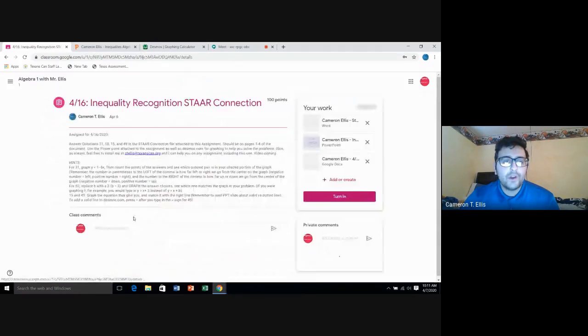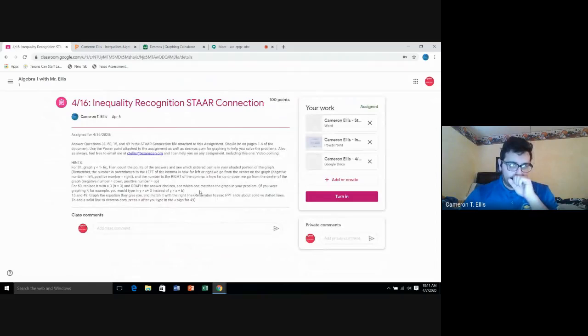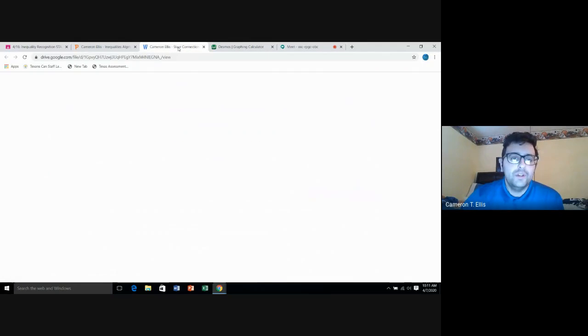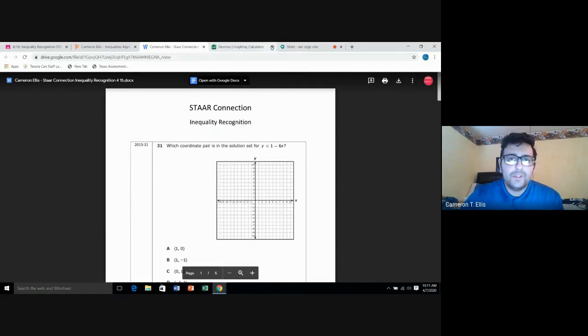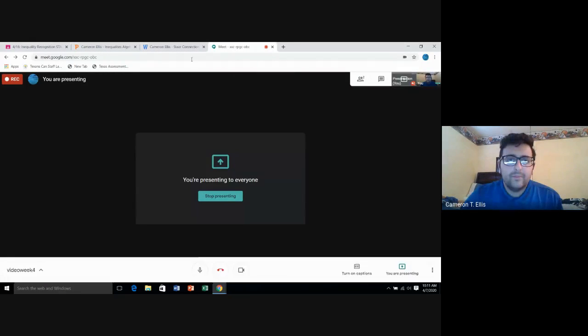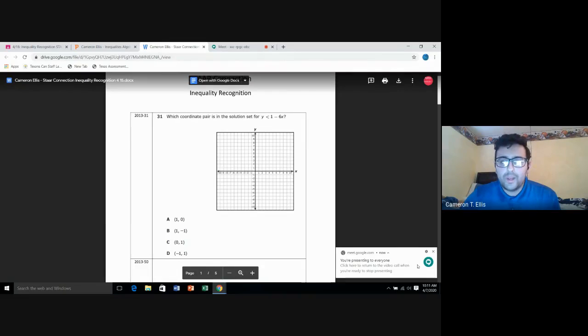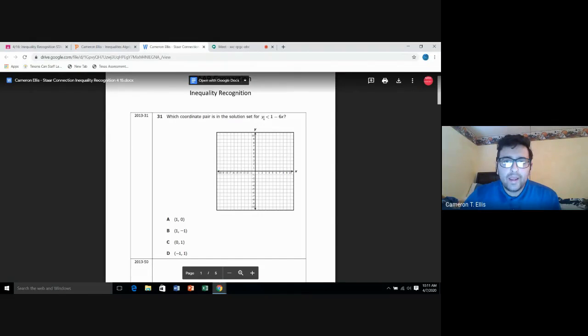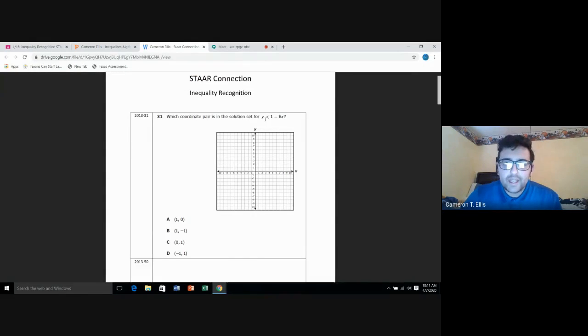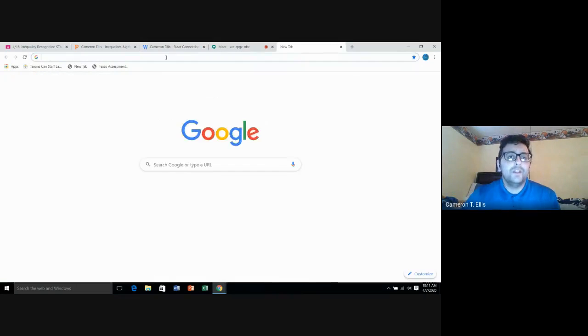Inequality recognition, star connection. So 31, 50, 15, 49. I give you 4 problems on the star connection that's attached. So first thing you're going to do is open the star connection and see what's up. Which coordinate pair is in the solution set, y facing that direction, less than 1 minus 6x? So I've got to graph it and check the points.